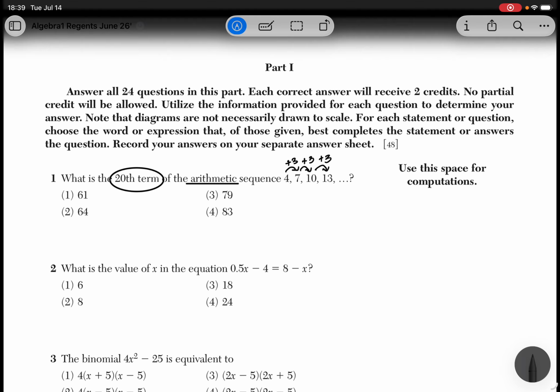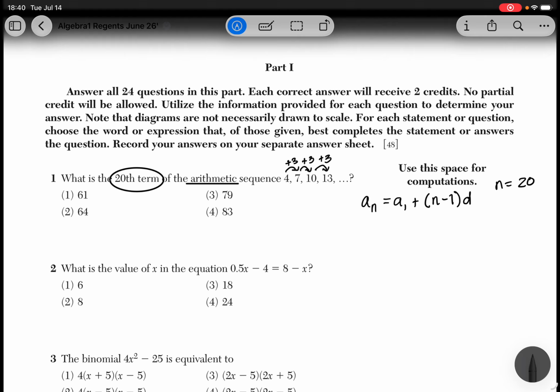And in order to do so, there's 2 different ways we can do it. We can be the person who likes to write out all 20 terms by just adding 3 each time, or we can use our formula that's on the reference sheet. We're given our arithmetic sequence formula on the reference sheet, which is a of n equals a of 1 plus n minus 1 times d, where n is the value that we're trying to find. So since we're trying to find the 20th term, we will place that in for n. So n equals 20.